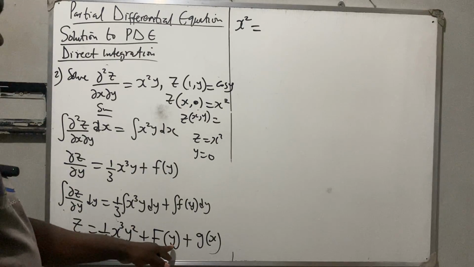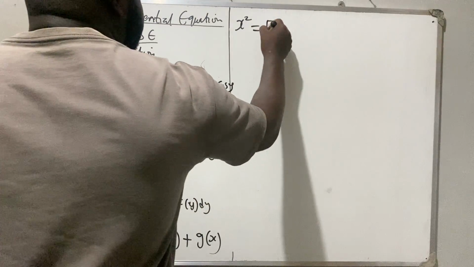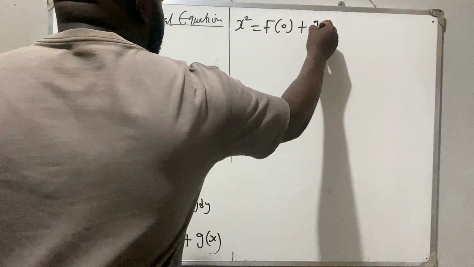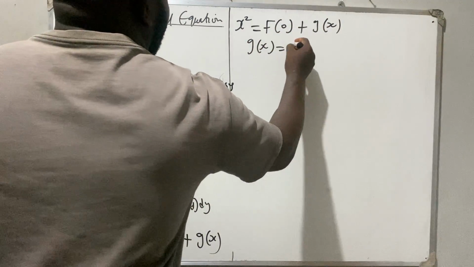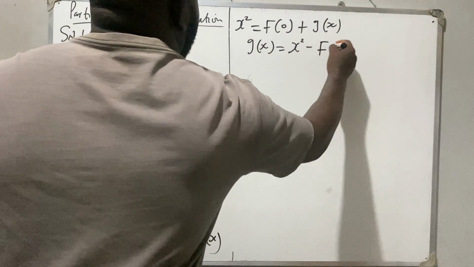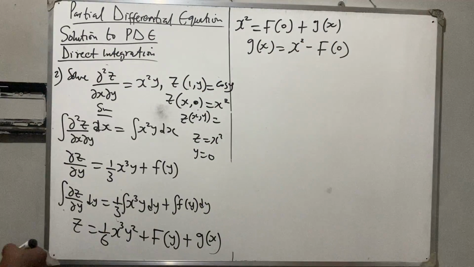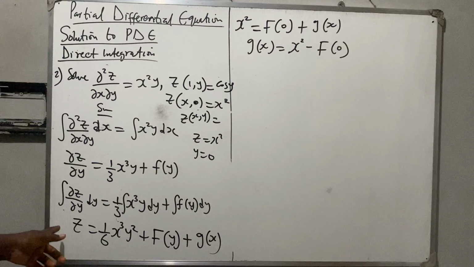Okay, so I'm having f of 0, then plus g of x. To make g of x the subject, g of x will now be equal to x squared minus f of 0. Okay, so that is that. If I put it back, immediately you get it.